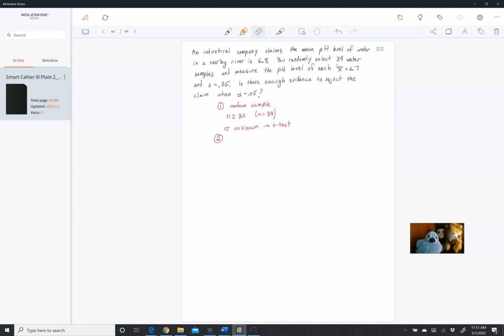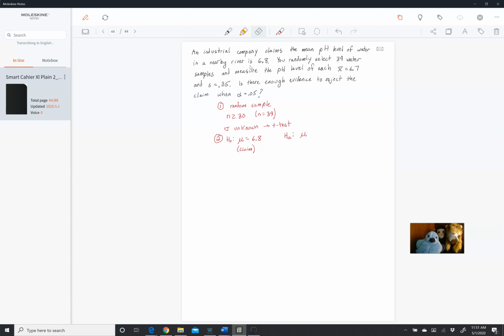Okay, now we have to do our null hypothesis and our alternative hypothesis. So let's take a look at what claim is being made. It says the level of water in a nearby river is 6.8. That's an equal to, okay? Is equal to. So that's the null hypothesis because it has an equals. And the null hypothesis in this case is the claim.